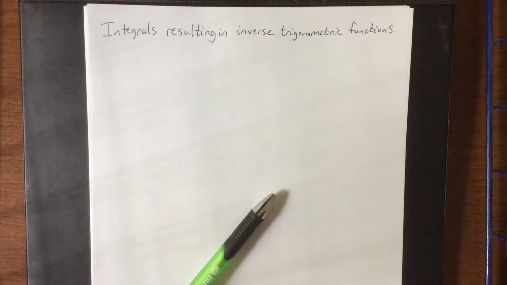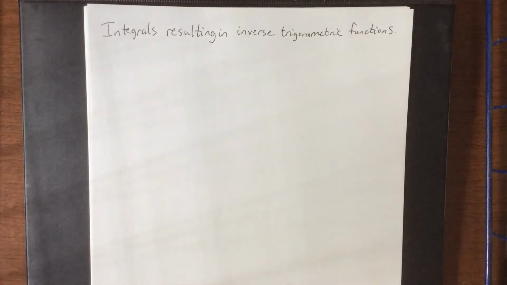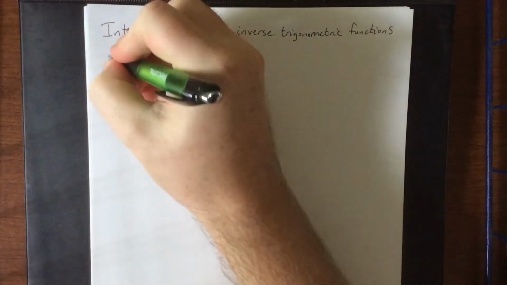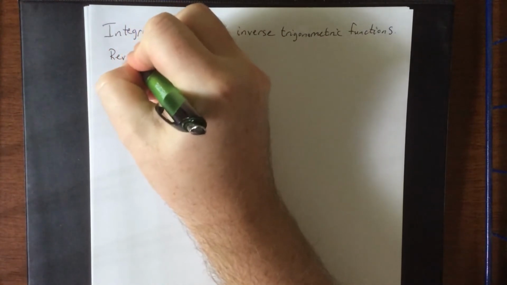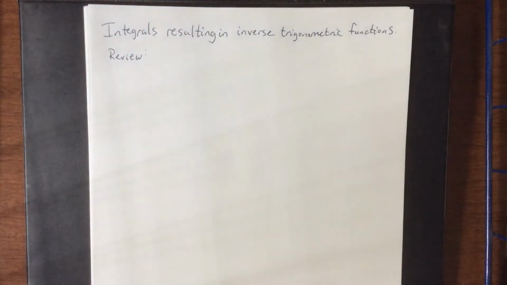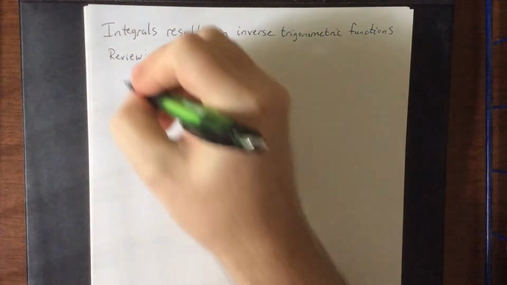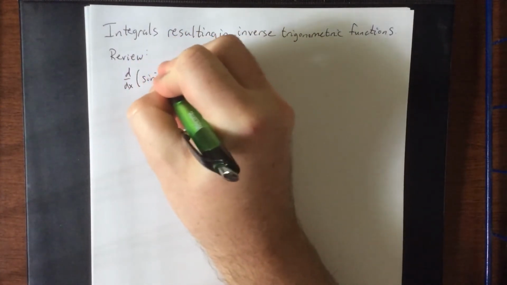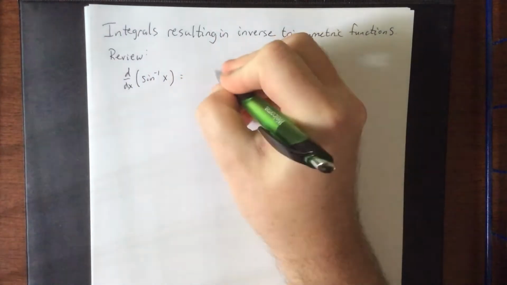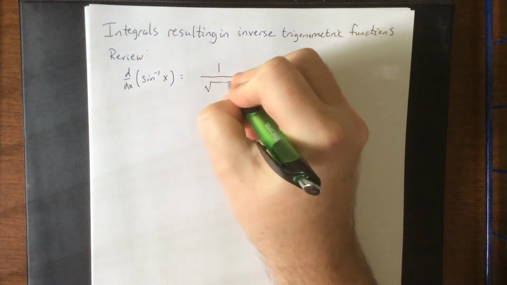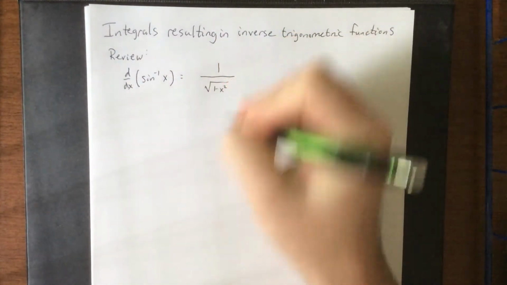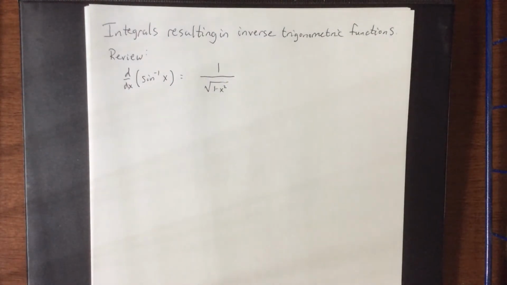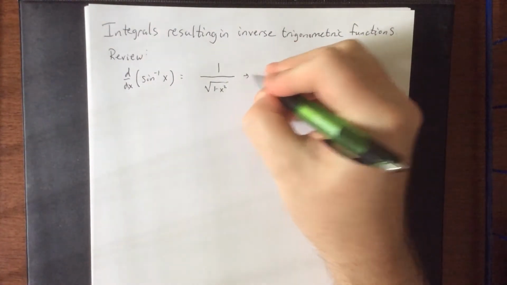So in this section, we are going to be discussing some integrals that result in inverse trigonometric functions. So real quickly to review, I wanted to talk about three particular derivatives of inverse trigonometric functions. So first one is going to be the arcsine function. So the arcsine function, its derivative is going to be 1 over the square root of 1 minus x squared.